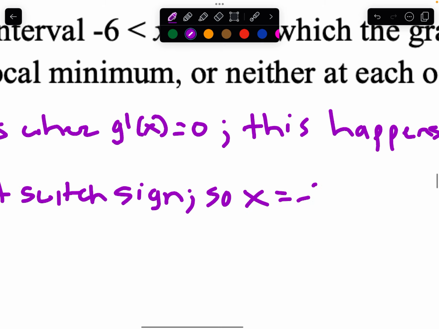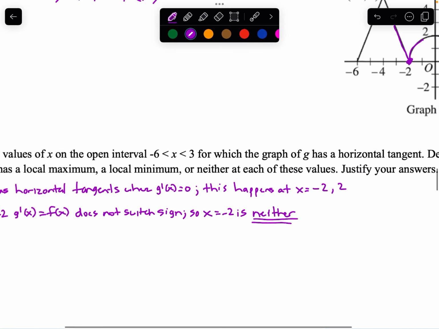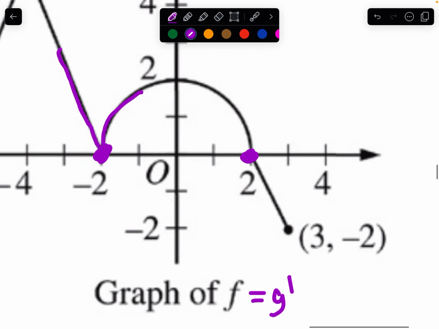So x equals negative 2 is neither a max nor a min, and I'm going to save a little bit of time by not finishing that sentence. Okay, it is neither a max nor a min for that reason. Let's consider x equals positive 2.